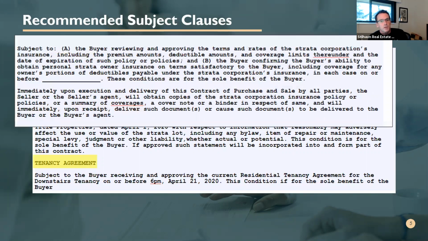Okay, and then this is what the original one from web forms looks like for the Strata insurance. So it's the same clause that is the subject, but then it says immediately upon delivery of this contract, all parties, the seller or the seller's agent will obtain copies of the Strata Corporation, blah, blah, blah. So we've already included that in our previous Strata Docs clause. But again, if you're not doing that in your Strata Docs clause, then you should use this because it's asking for those documents. Make sense?